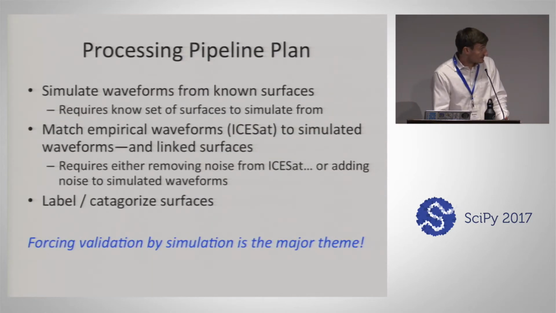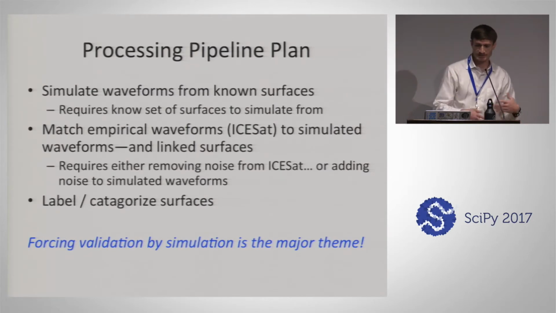I touched on this a little bit earlier, but this is basically the processing pipeline plan that I outlined. Simulate waveforms from known surfaces. This requires, of course, a set of known surfaces to simulate from. Match the empirical waveforms from ICESat to the simulated waveforms, and then link them through a database lookup so that you have the linked surfaces. Doing this requires either removing noise from the ICESat signals or adding noise to the simulated waveforms, and then labeling and categorizing the surfaces. So I'm basically trying to force my own validation data by going through simulation.